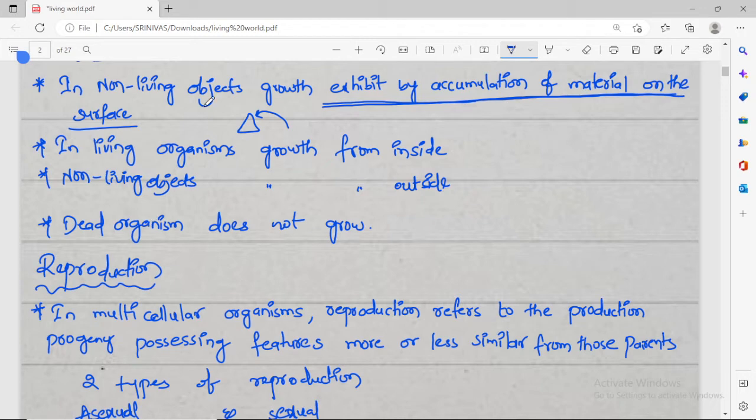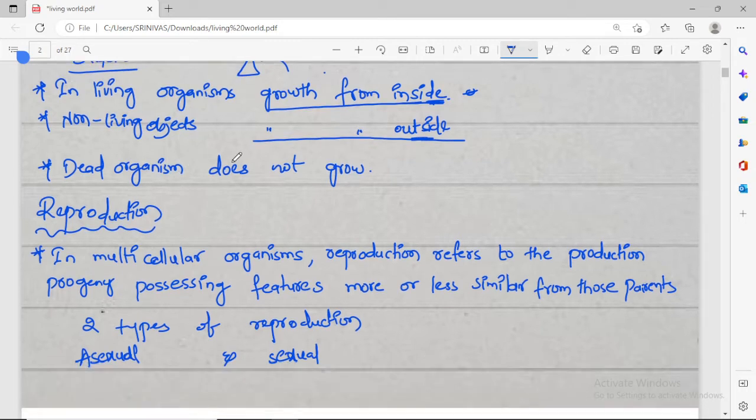Here, in non-living objects, growth is from outside. How? It is the accumulation of material on the surface. That's why it grows from outside. In living organisms, growth is from inside. Inside, the cells divide to give growth. That's why living organisms grow from inside and non-living objects grow from outside. This is about growth in living and non-living organisms.